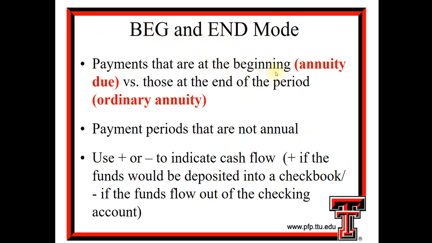Payments that are due at the beginning are annuity due. Memorize this. Those at the end of the period are an ordinary annuity. Memorize this. What this means is when you receive your interest payment or when you receive the compounding effect will determine whether or not you will use begin or end mode on your calculator.